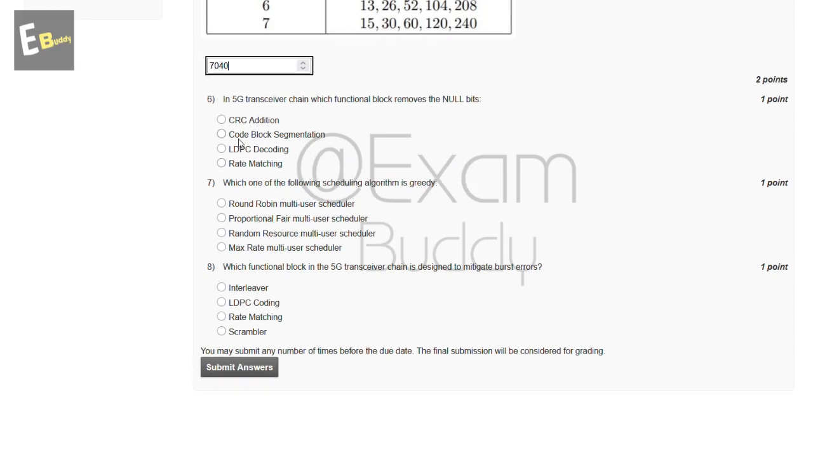Now the sixth question is in a 5G transceiver chain, which functional block removes the null bits? So these are the options: CRC addition, code block segmentation, LDPC decoding, rate matching. So the answer of our sixth question is D, rate matching.